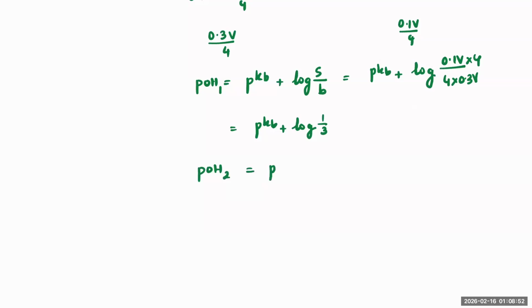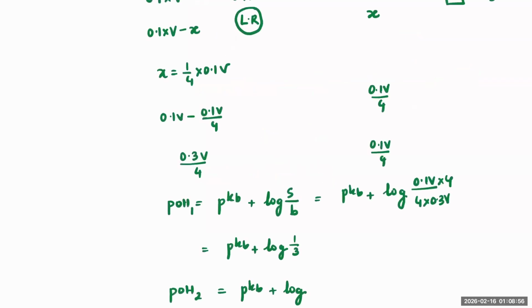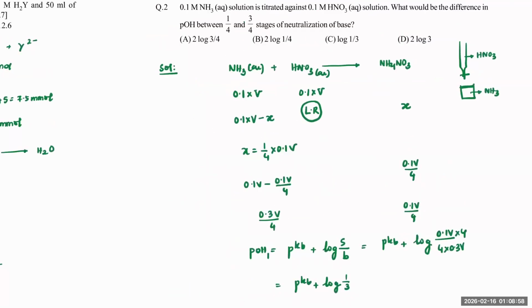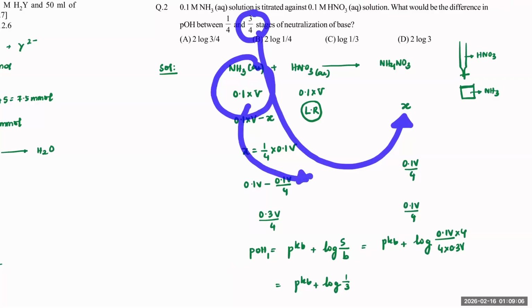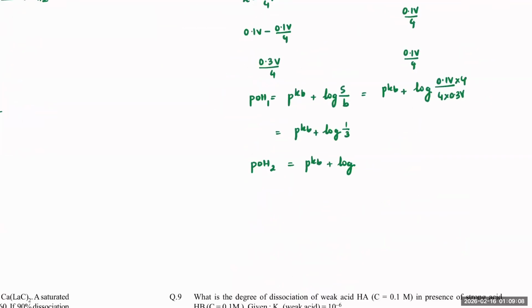pOH2 will be equal to pKb plus log of, now listen up, I'm directly writing it because I think you should understand the case. If this is 3 by 4, that means now the salt becomes 3/4 of it and the base becomes 1/4 of it. So now it will be the reverse of it. So basically now it will become 3 by 1. Correct?